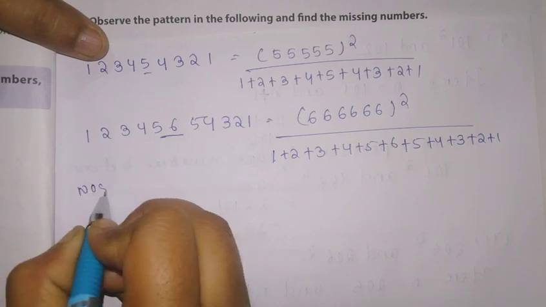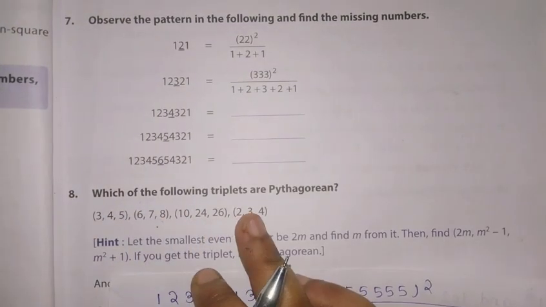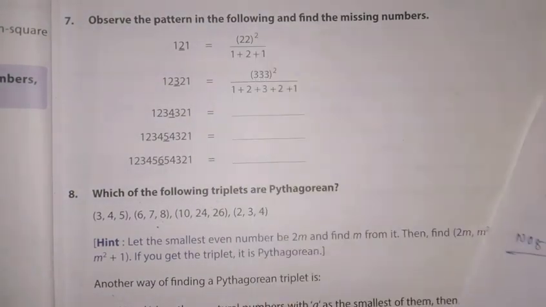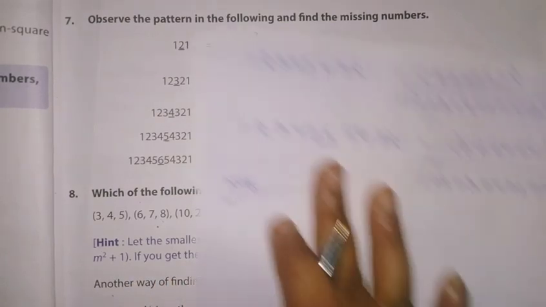Now we solve question number 8. Which of the following triplets are Pythagorean? First 3, 4, 5. Hint: let the smallest even number be 2m and find m from it. Then find 2m, m square minus 1, m square plus 1. If you get the triplet, it is Pythagorean.